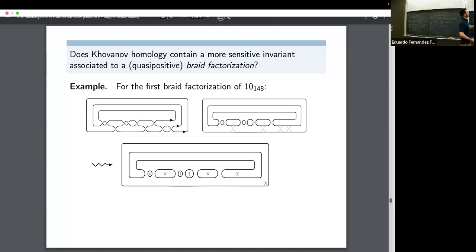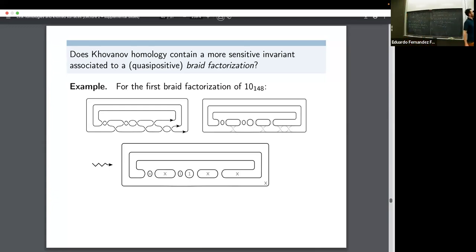There are some heuristics for how to choose your labels, but if you can choose your labels such that it maps to one under the braided cobordism. And why is this sensitive to the band factorization?